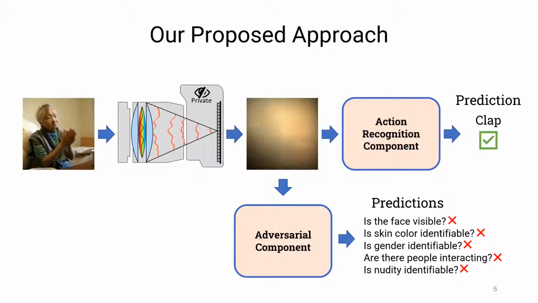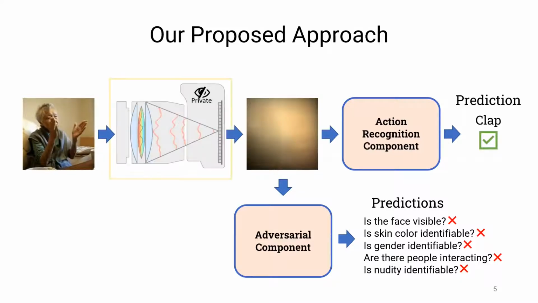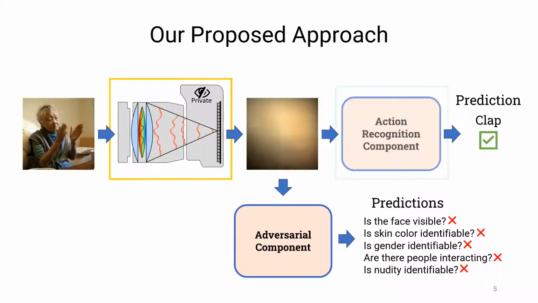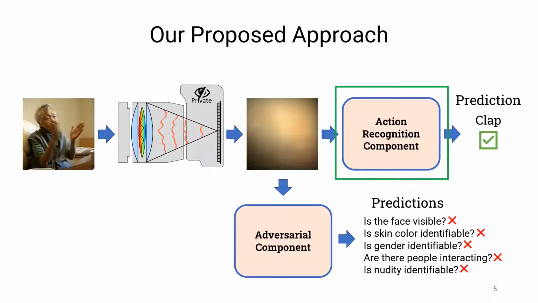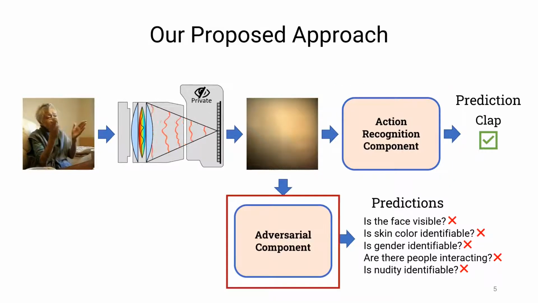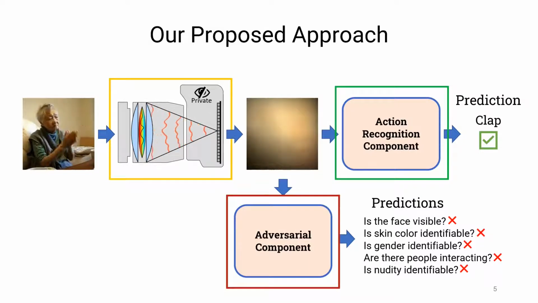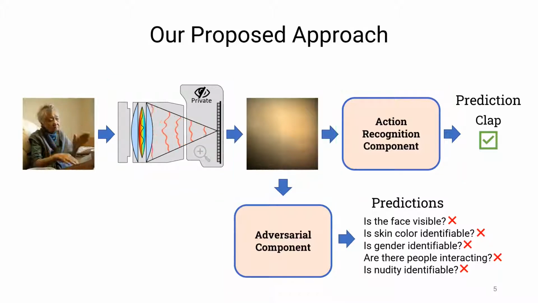Our proposed framework consists of three parts: the optical component, the action recognition component, and the adversarial component. We train the whole framework adversarially such that the robustness of our proposed privacy-preserving lens is improved at each step by backpropagating the gradients from the action recognition and adversarial branches to the camera parameters. Let's first zoom into the optical component.